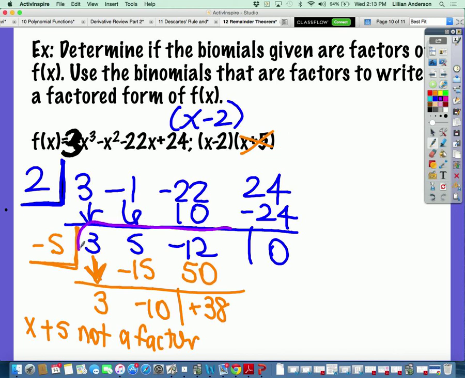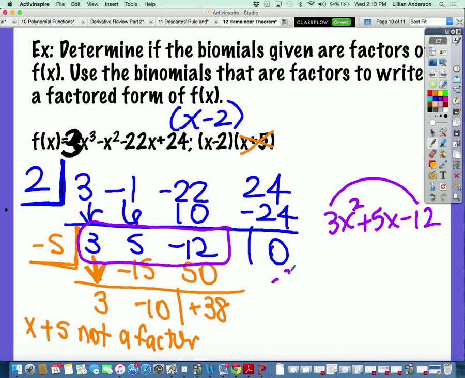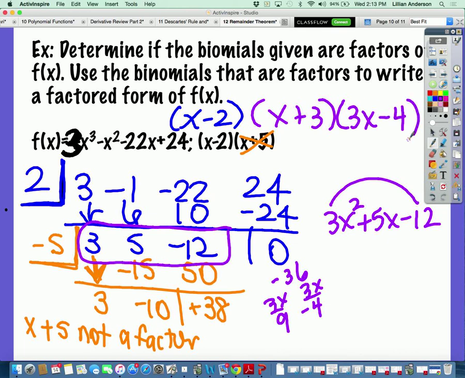So now I take this and factor this. So California method, -36. 9 and -4, what goes on top? And when I simplify, I get x plus 3. And there's your factor form of this binomial. Questions?